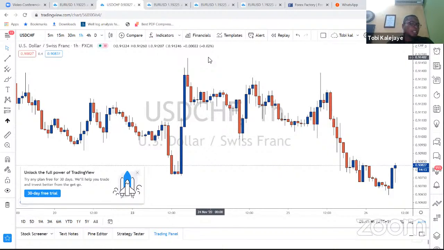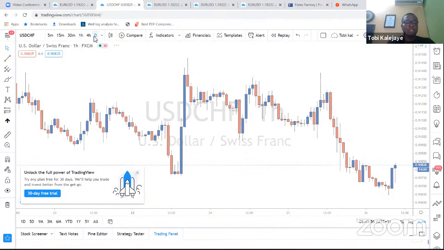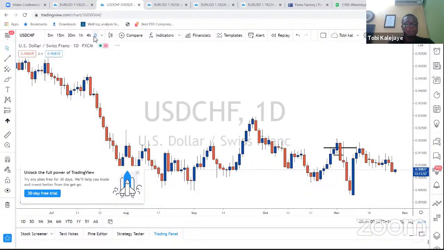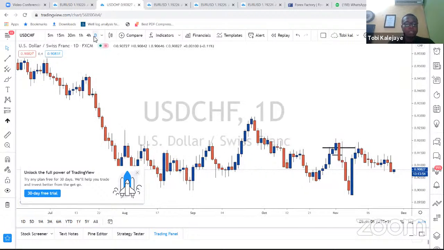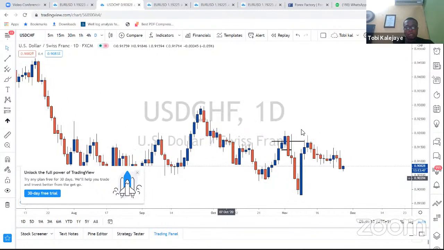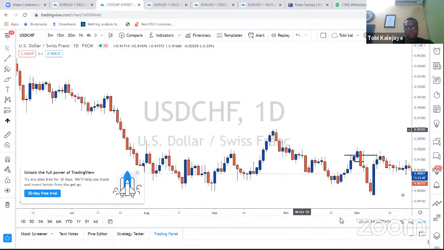And I've consistently said, the first thing you want to always look out for every time you open a particular chart is to understand the structure. You want to know what the structure is saying. So now we're on the daily time frame, right over here. I'm trying to understand what this pair is doing.